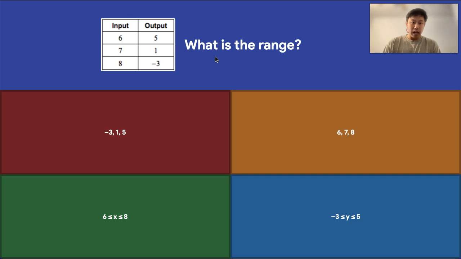Okay, let's just do one more. We have a table. What is the range? So we're getting a lot of range questions, but if you're asked for domain, you're just focused on the x values. Okay, range is y values again. I'm going to look at the outputs, 5, 1, and -3. It's got to be this one. Okay, I only see 3 points, 3 ordered pairs here, so I should only be seeing 3 y values, -3, 1, 5.